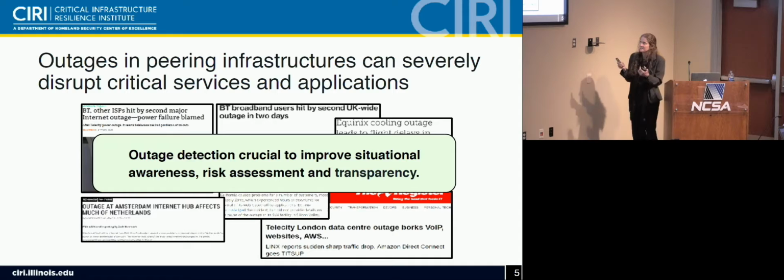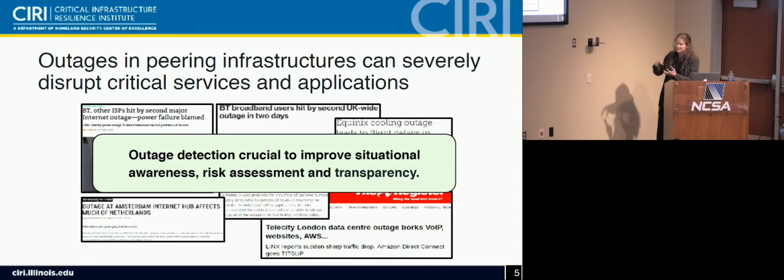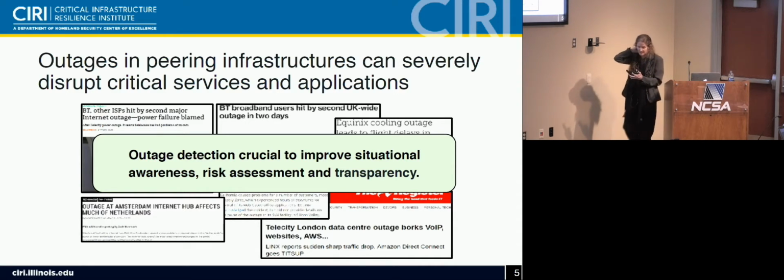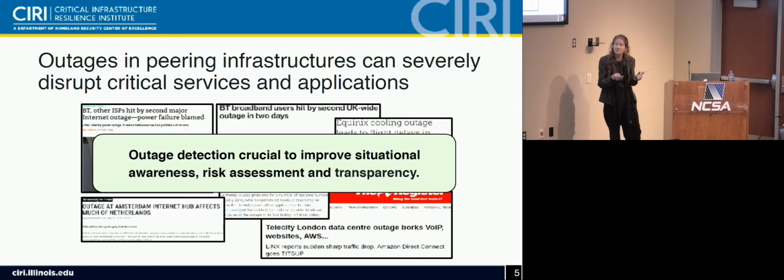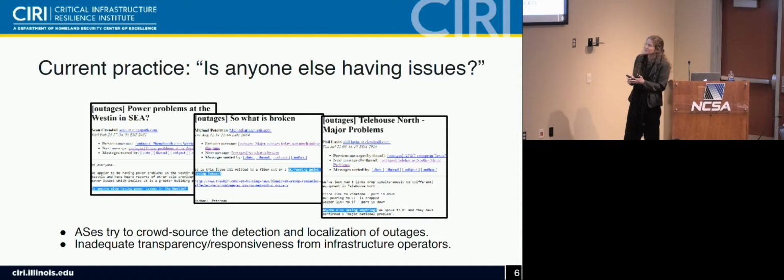So we believe all this detection of outages is really important to improving situational awareness and transparency and accountability of the infrastructure to begin with. And again, we have other outage detection projects going on at KITA that this project is synergistic with. In fact, one of our challenges is to try to integrate the different pieces of work that we're doing.